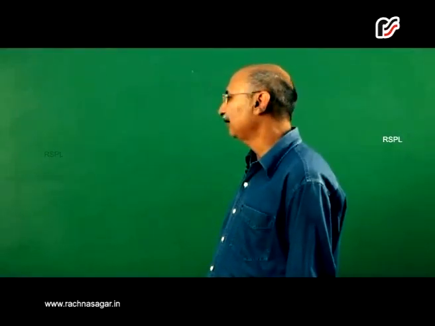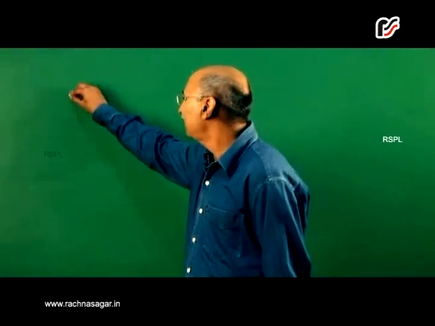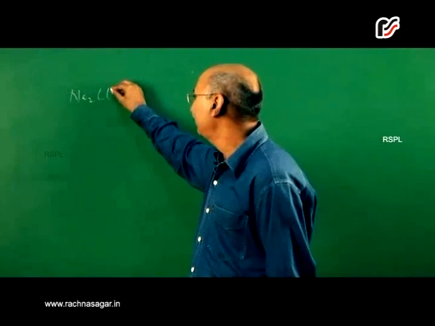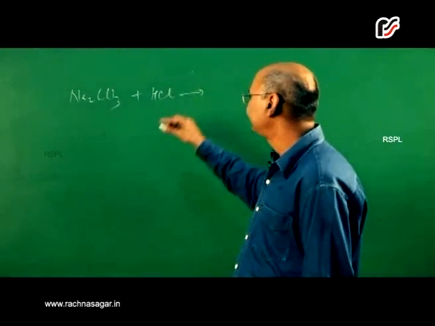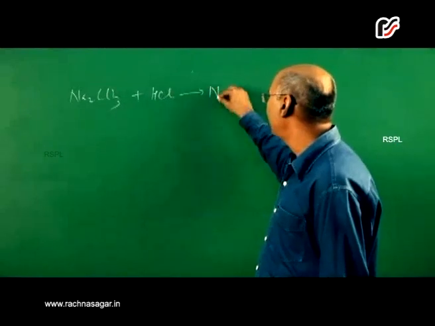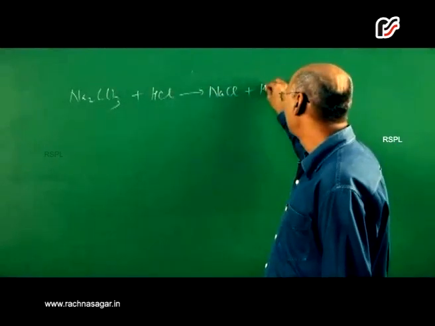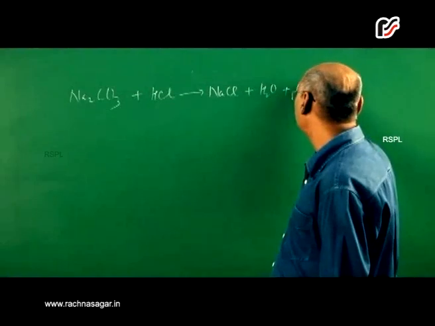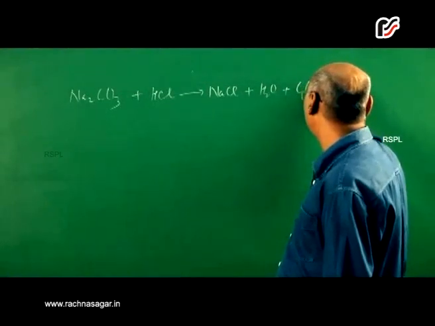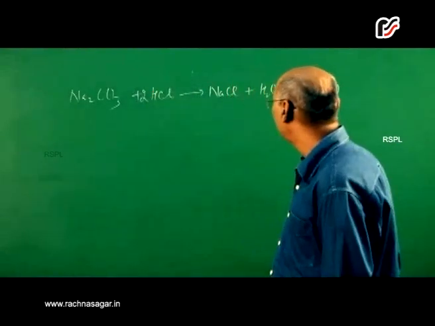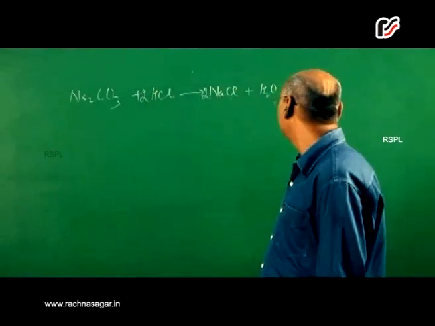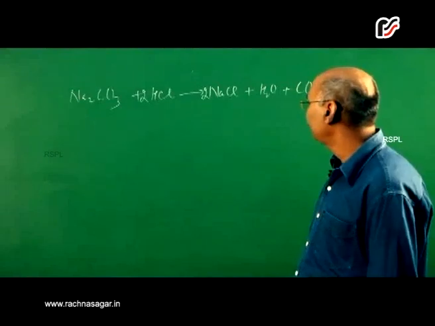Let's take up the reaction of metal carbonates and metal hydrogen carbonates with acid. Let's take the example of sodium carbonate, Na2CO3. This will react with HCl. It will result in the formation of NaCl plus water plus carbon dioxide gas will be evolved. To balance this, we have to multiply HCl by 2, giving 2 NaCl plus water plus CO2.